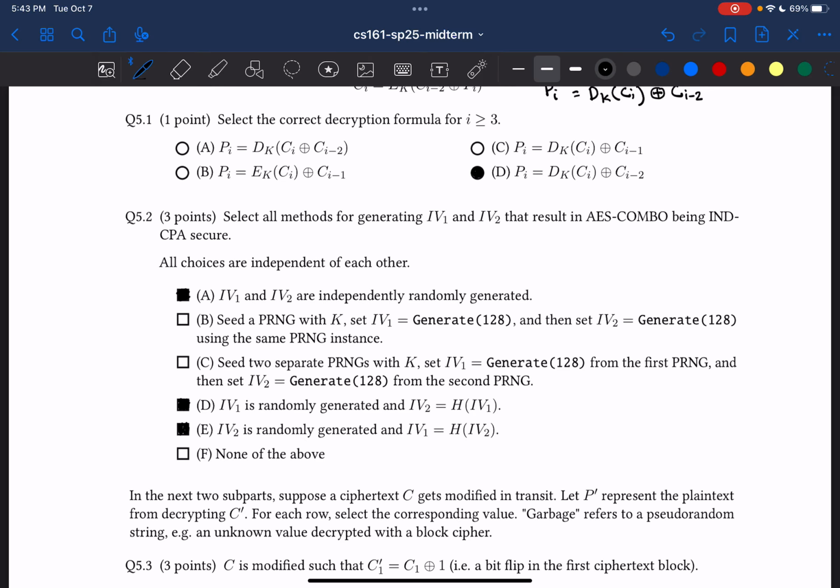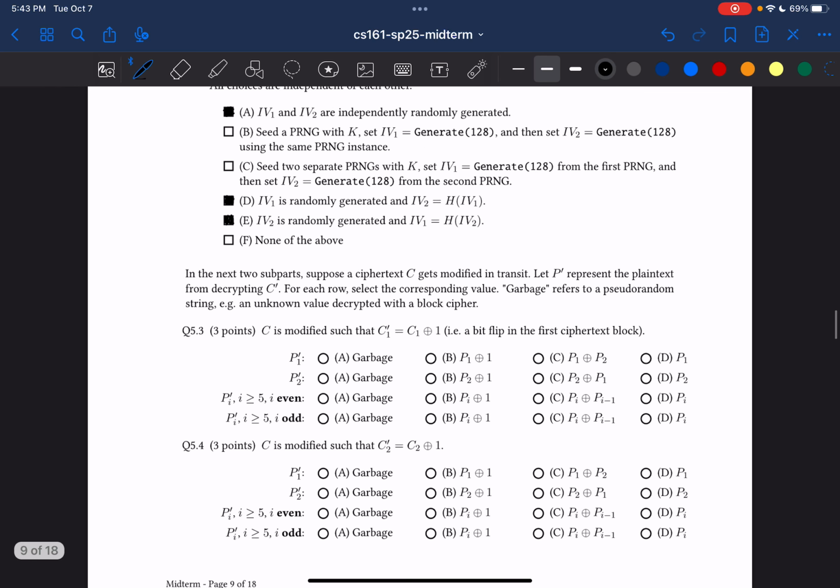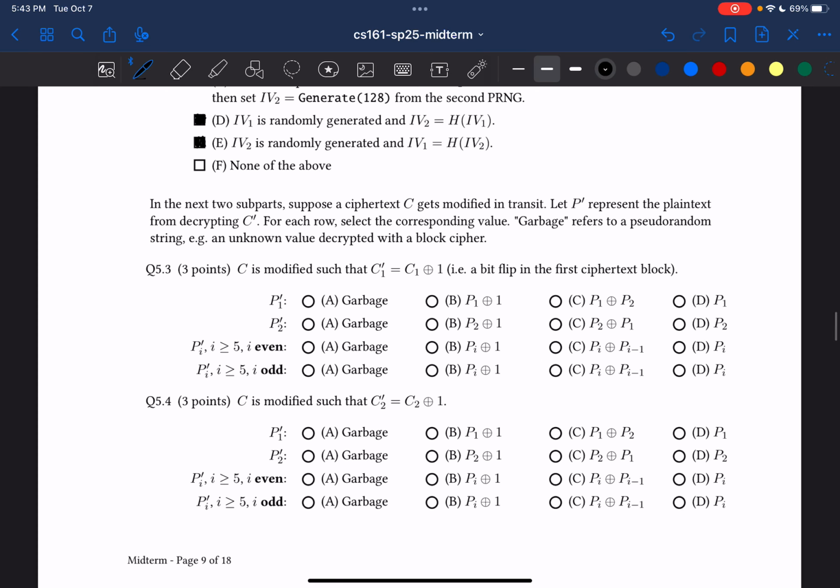And so we can move on to the next part. It says for the next two subparts, we suppose a ciphertext C gets modified in transit, and the way it gets modified is described in each subpart. We want to let P prime represent the plaintext from decrypting C prime, the modified ciphertext. For each row, we want to select the corresponding value, and note that garbage refers to a pseudo-random string. In other words, something that we can't really interpret after it's decrypted by the block cipher, basically garbage.